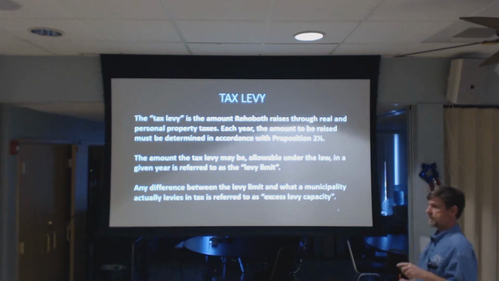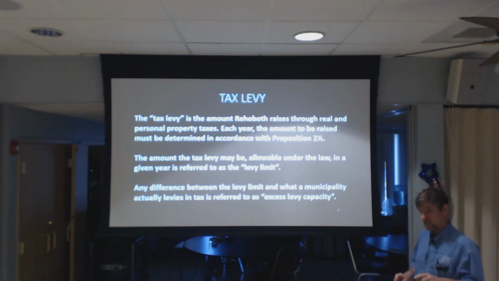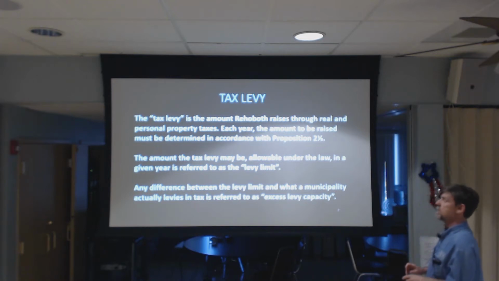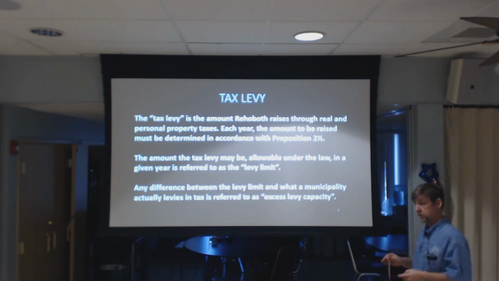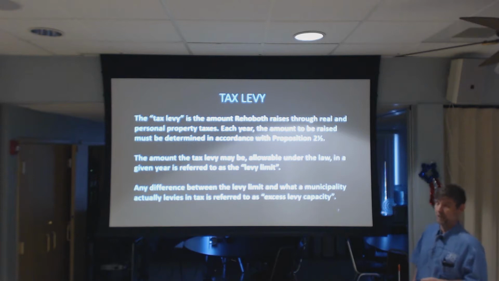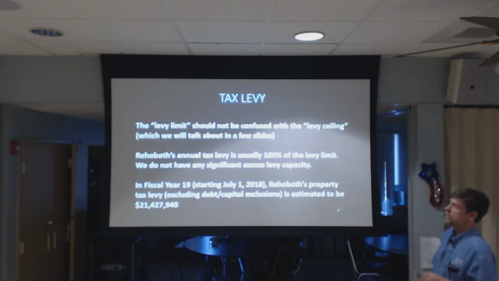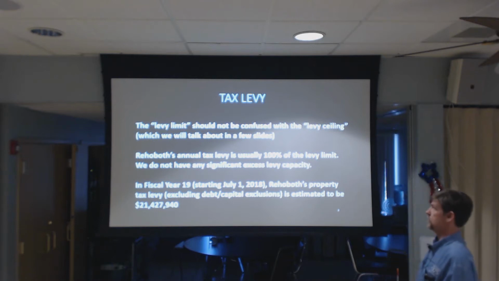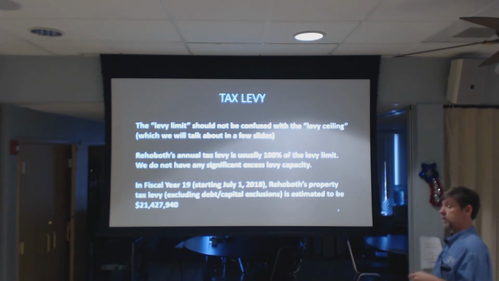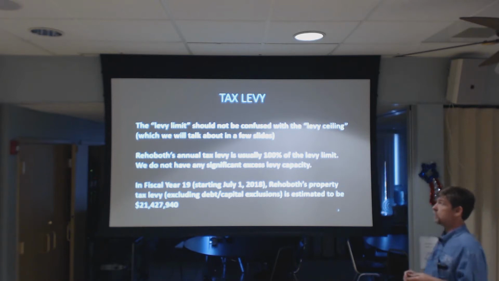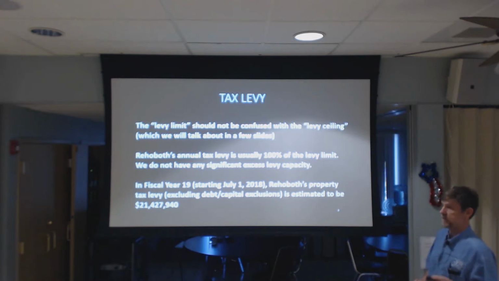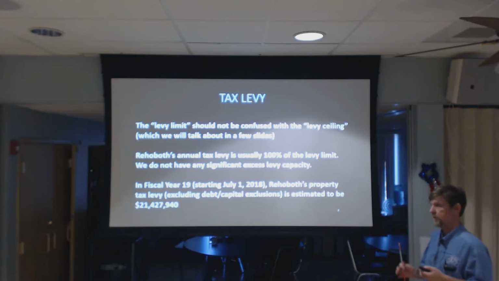If the town does not tax to the maximum amount of the levy limit for that year, the difference between what they can tax to and what they do tax to is referred to as excess levy capacity. The levy limit should not be confused with what is known as the levy ceiling, and we'll talk about the levy ceiling in a couple of slides. Rehoboth's annual tax levy is usually around 100% of the levy limit. We do not have any significant excess levy capacity, maybe $1,000 or $2,000, sometimes as much as $10,000.